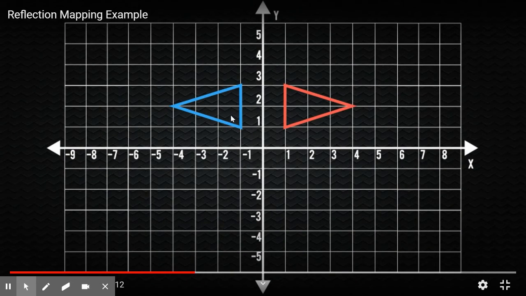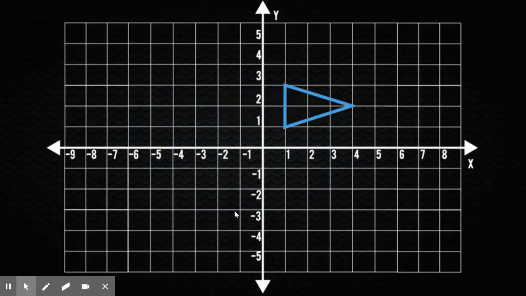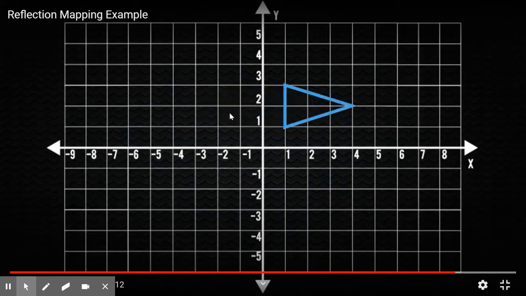So we have two shapes. We have a blue one and we have a red one. That blue one moved from this side over to the other, and now it's on top of the red one.